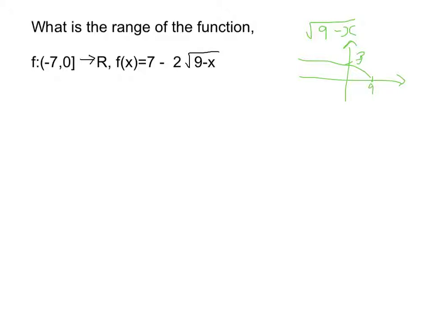Now if we take it the next step and we have a look at the graph of 2 root 9 minus x, that's going to be double the previous graph, so it's going to have the same shape but double the height. So it'll still start at 9, but it'll have a y-intercept of 6 instead of 3. There should be a little y up there and an x over here.